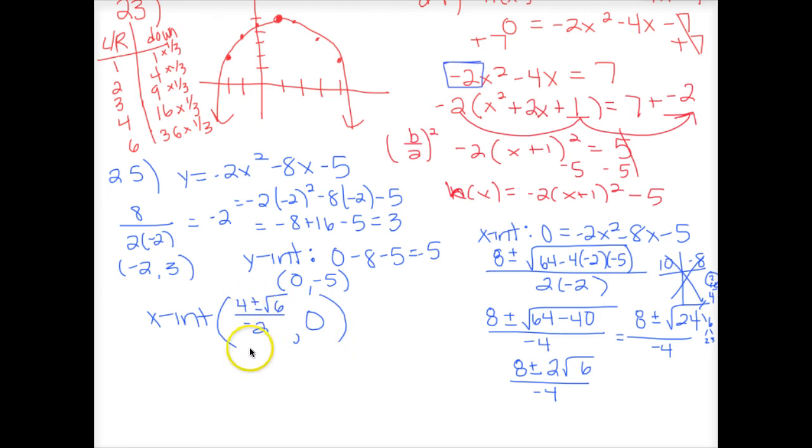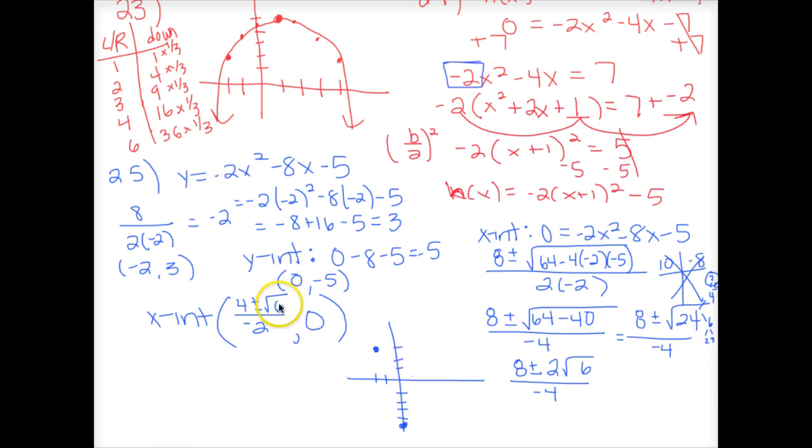I just listed them together with the plus or minus. Certainly you could list them separately. There are 2 x-intercepts. So that gives you all the points you need to draw your graph. I know that my y-intercept is at (0, -5), so I put that on my graph. I know that my vertex is at (-2, 3). So I plot that.